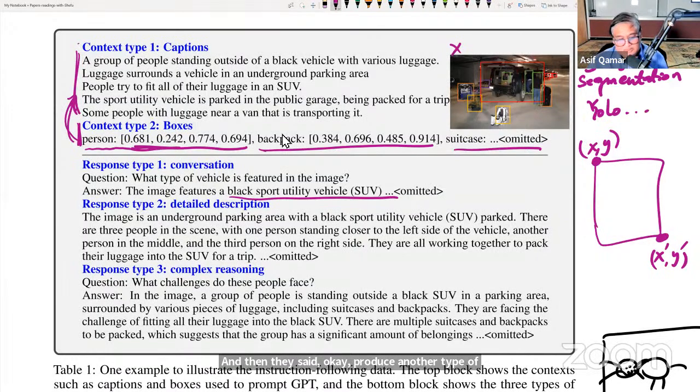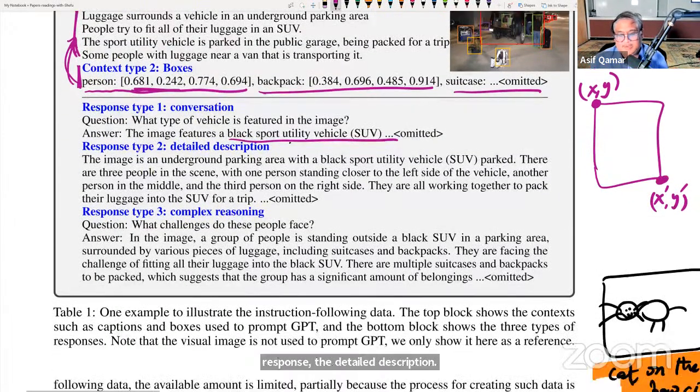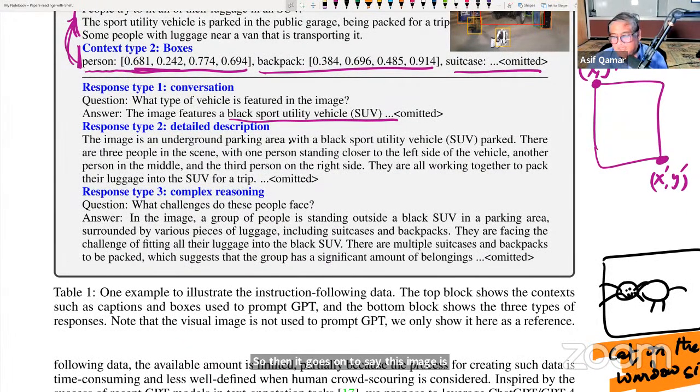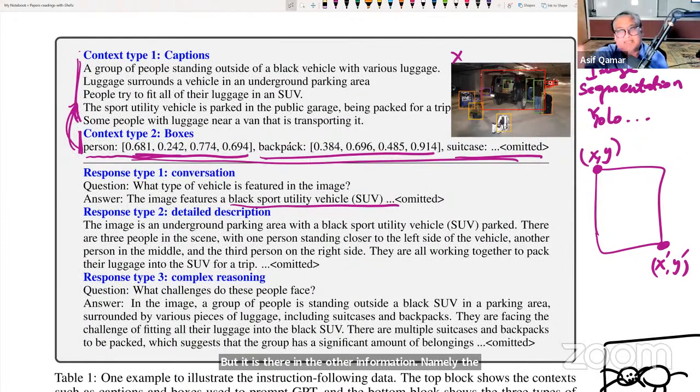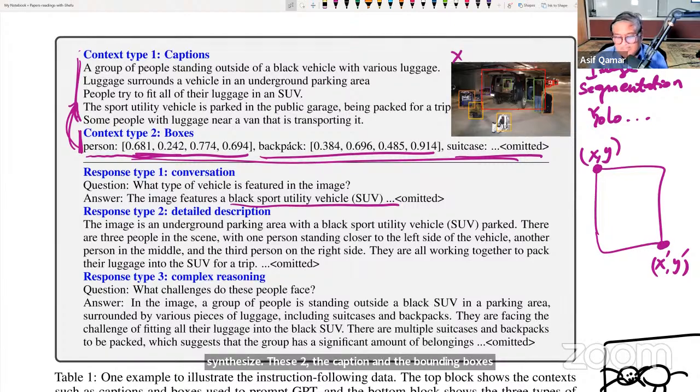So then it goes on to say, this image is an underground parking area with a black SUV parked. There are 3 people in the scene with 1 person standing here, another in the middle. So how did it find that out? Where each person is sitting and how many people there are is not there in the caption, but it is there in the other information, namely the bounding boxes. And it inferred that. So you can already see that it can synthesize these 2, the caption and the bounding boxes, to come up with a better narrative, isn't it? And it did that.